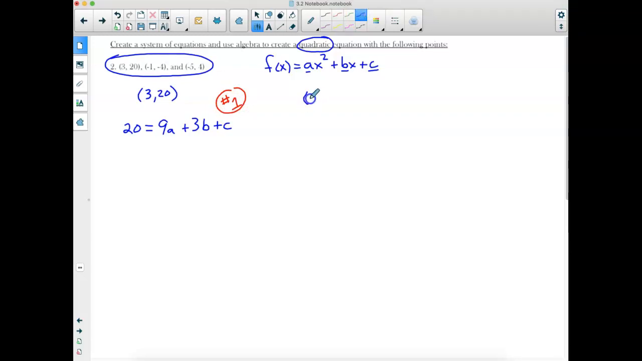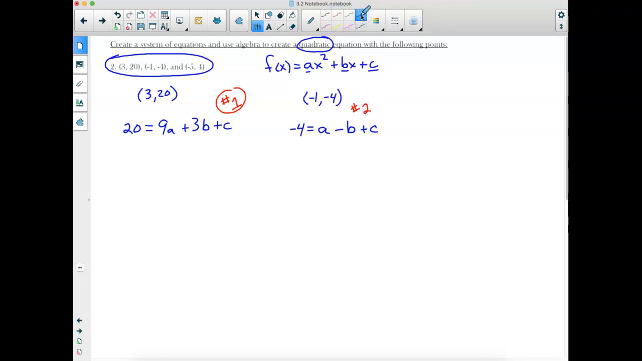My next one is going to be negative 1 comma negative 4. Well, my y is negative 4 equals negative 1 squared is 1 times a just gives me an a. Negative 1 times b gives me minus b plus c. And I'm going to call this one equation number 2.